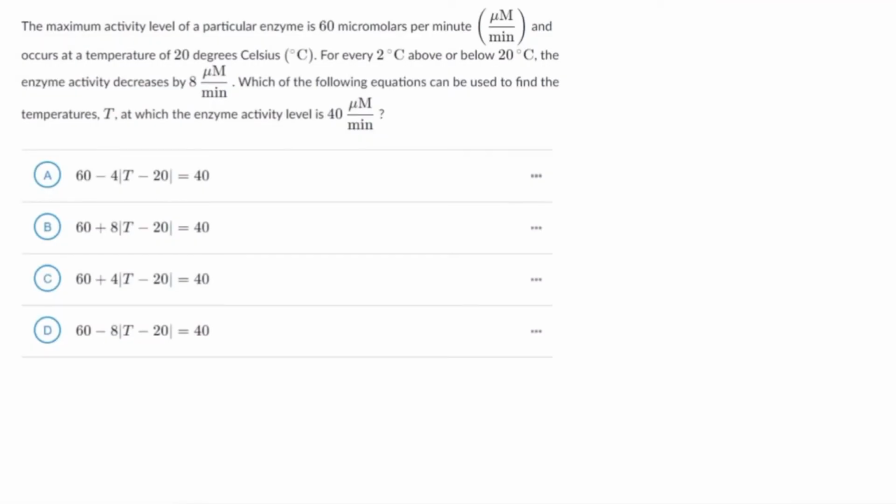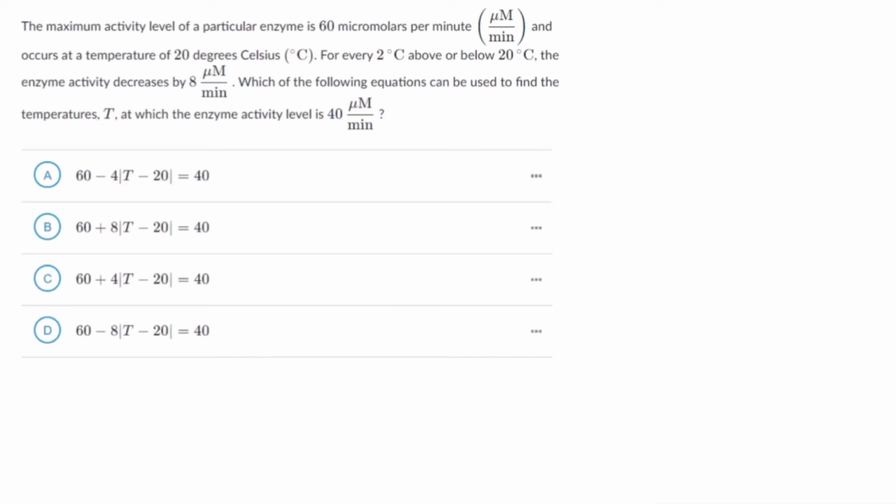Now for the, I think, fourth question, they said the maximum activity level of a particular enzyme is 60 micromolars per minute and occurs at a temperature of 20 degrees Celsius. For every 2 degrees Celsius above or below 20 degrees Celsius, the enzyme activity decreases by 8. Which of the following equations can be used to find the temperatures T at which the enzyme activity level is 40? I think this is micromolars per minute.